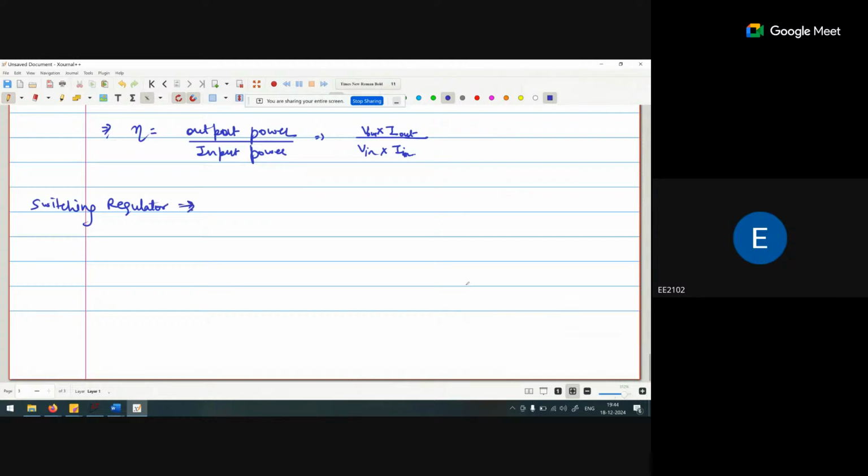In the switching regulator, I already told you that if we require 12 volts, the regulator provides me the 12 volts. But it is not compulsory that this 12 volts will be provided for the whole duration. Sometimes it will be provided less than 12 volts. Sometimes it will provide 12 volts, like if we are talking about an AC supply.